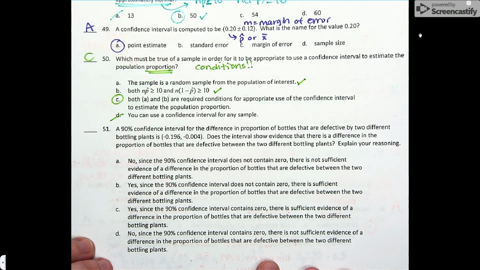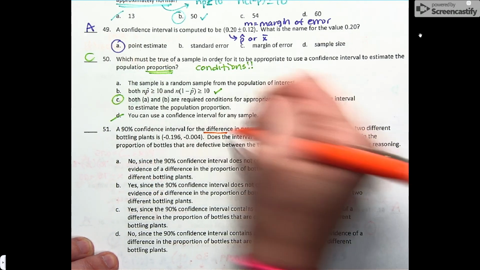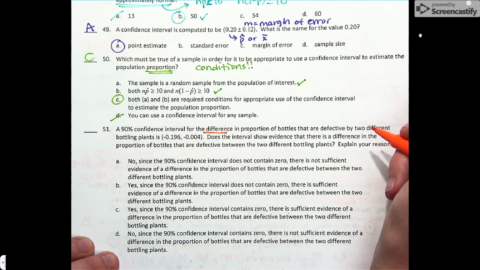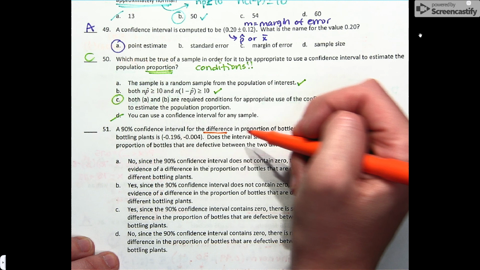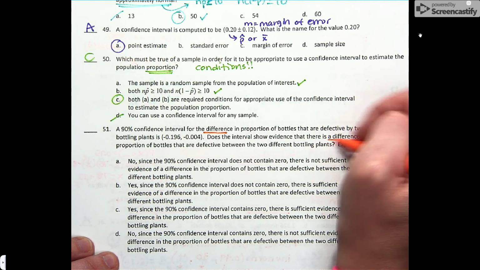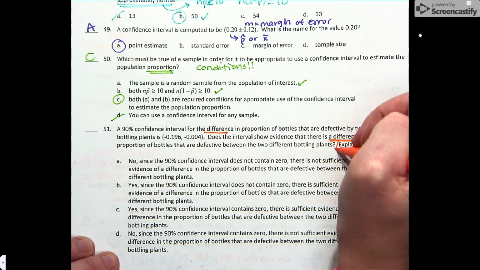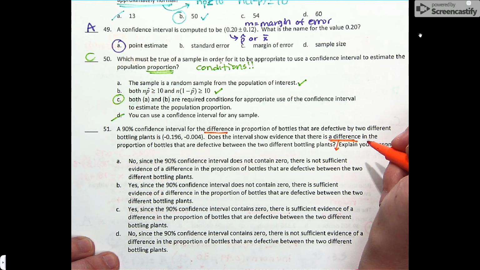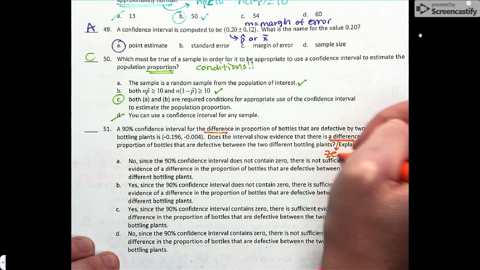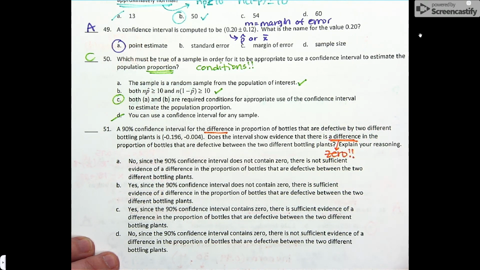Okay, then we have a 90% confidence interval for the difference in proportion of bottles that are defective by two different bottling plants. Does the interval show evidence that there is a difference? Okay, think back, guys. The number that means that there's a difference or not is 0. That's the number you care about.